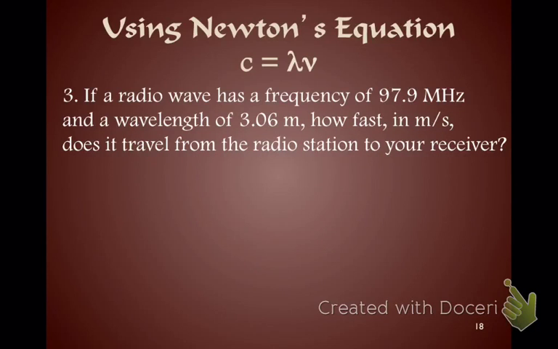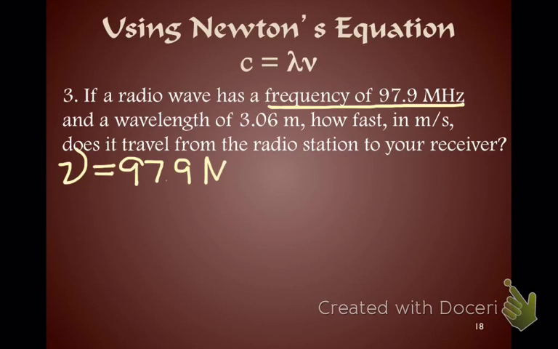In solving calculations dealing with light, there are some variables that you can discover. So first we have frequency. Frequency is represented with the Greek letter nu. In this case, the frequency is 97.9 megahertz.